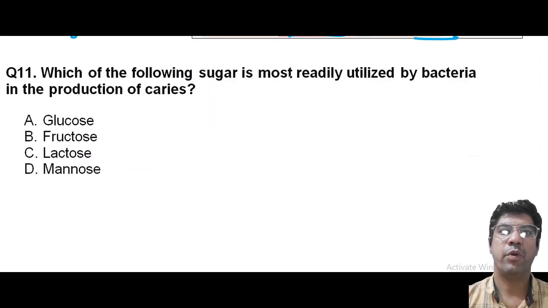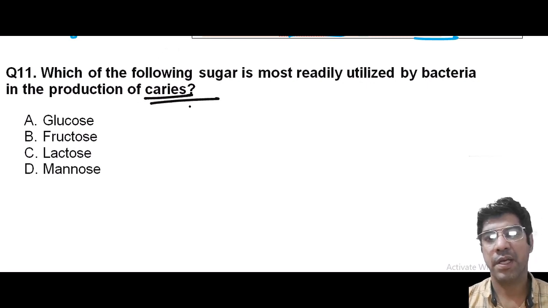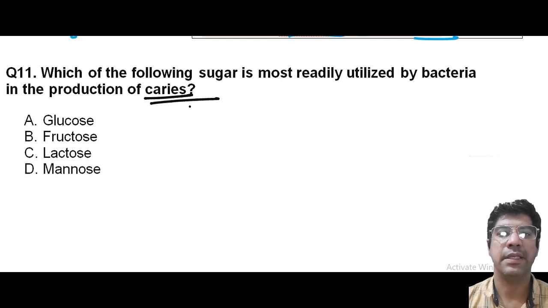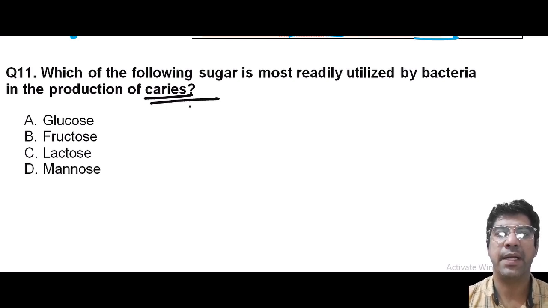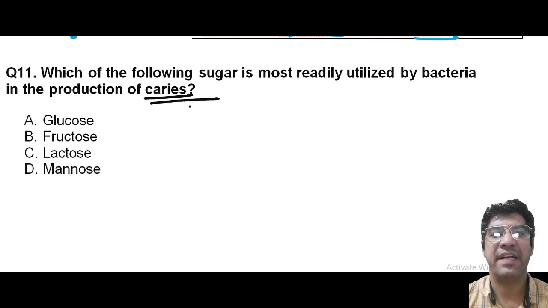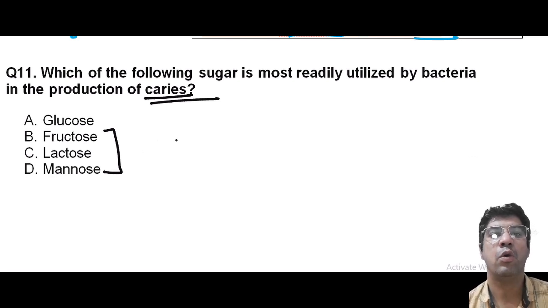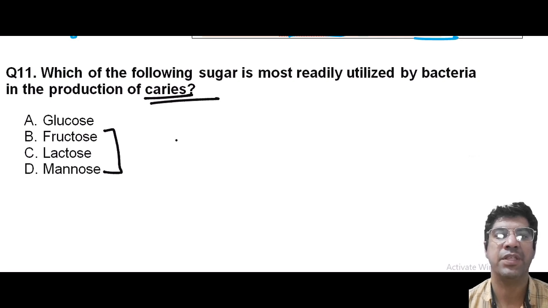Moving to the next question: which of the following sugars is most readily utilized by bacteria in the production of caries? The sugar most readily utilized by bacteria in the production of dental caries is glucose. Glucose is a simple sugar that can be easily fermented by the oral bacteria. That leads to production of acid that can demineralize the tooth enamel and contributes to development of cavities. Other sugars like fructose, lactose and mannose, as given in the options, can also be metabolized by oral bacteria to some extent. Glucose is the primary contributor to the process of caries formation due to its ready availability and rapid fermentation by certain types of bacteria in the oral cavity. The answer is A.